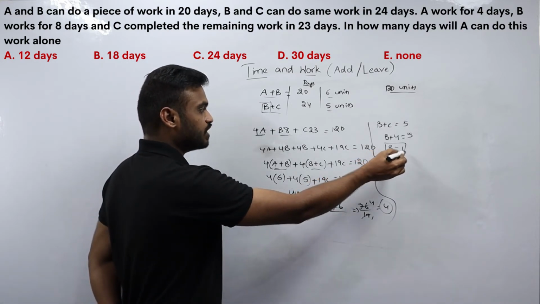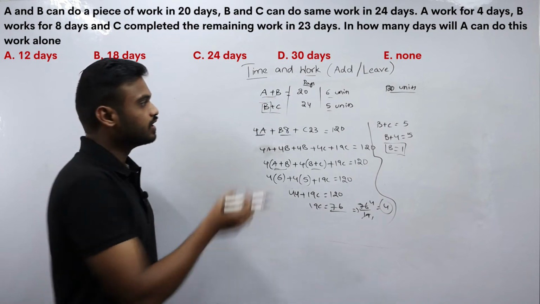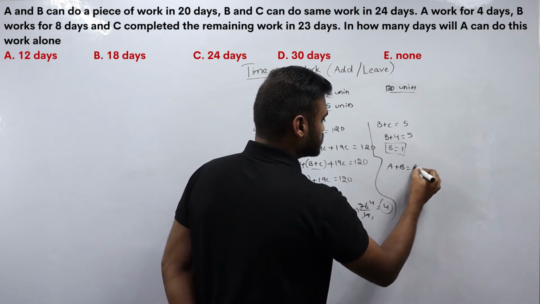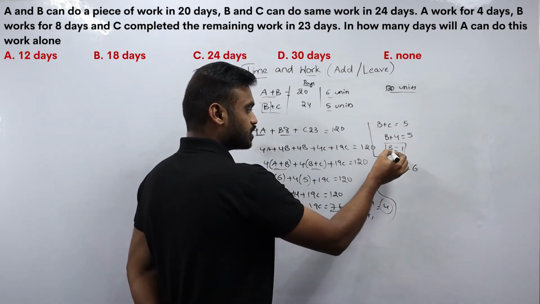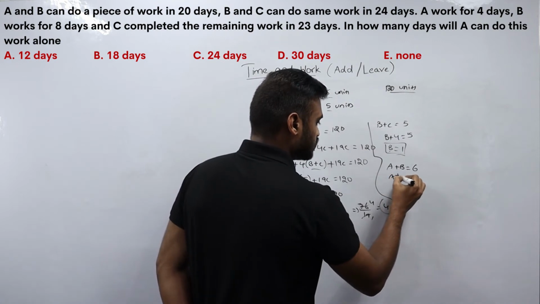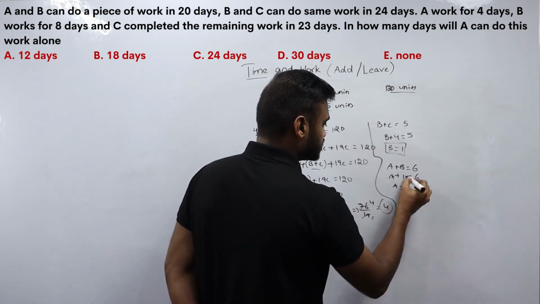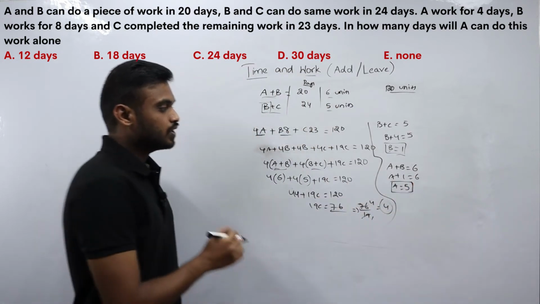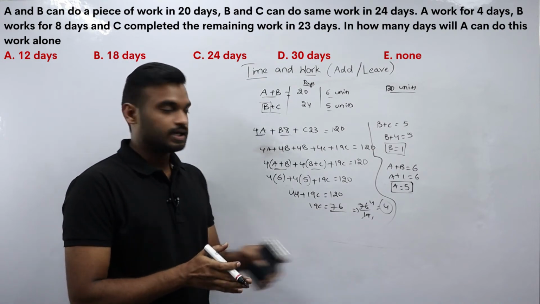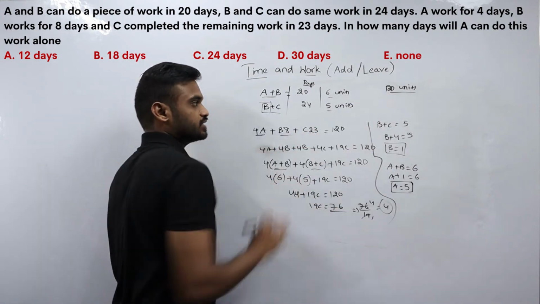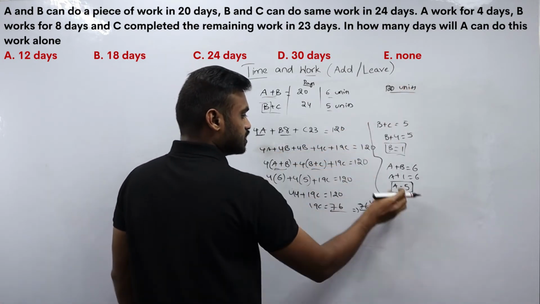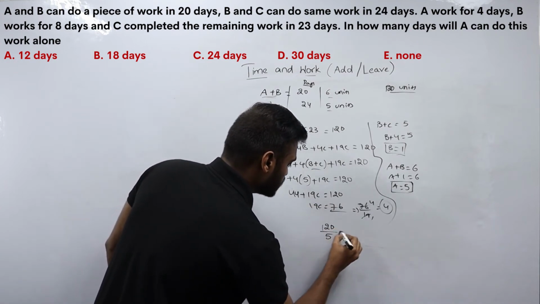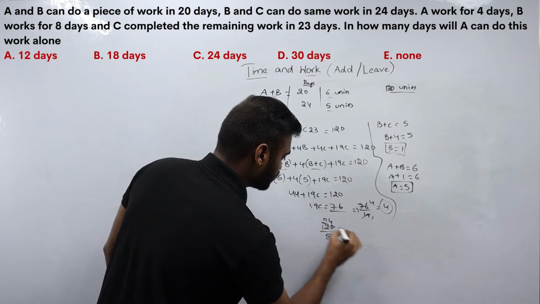Now if I substitute this B value in A plus B, I will come to know the efficiency of A, or 1 day's work of A. A plus B can do 6 units of work per day, and B equal to 1 unit. So A plus 1 unit equal to 6 units, A equal to 6 minus 1, that is 5 units of work per day. We need to find the total time taken by A alone to complete the job, that is 120 units. A is doing 5 units per day, so 120 by 5 is 24 days.